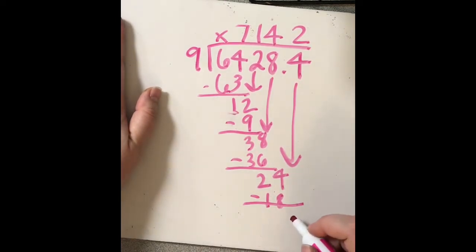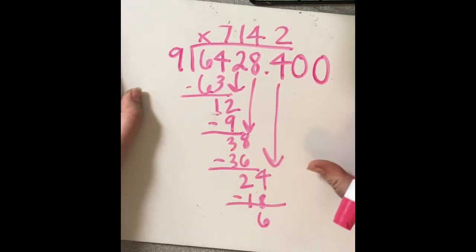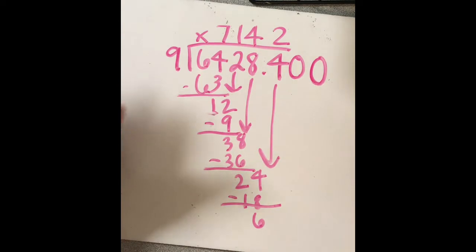So 6 left over here. And we're supposed to report our remainder as a decimal, so let's add 2 zeros, and we'll be good there. We'll just stop there no matter what, right? Because we're going to round it off like we did yesterday.